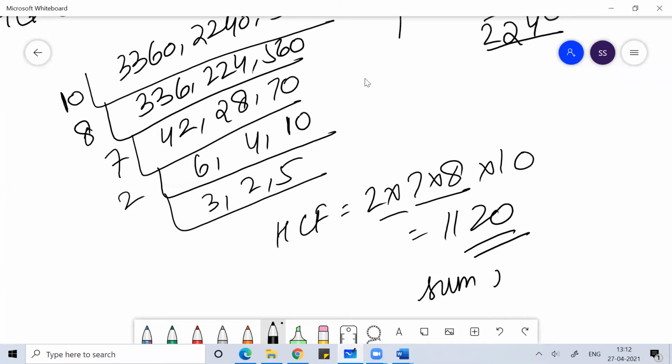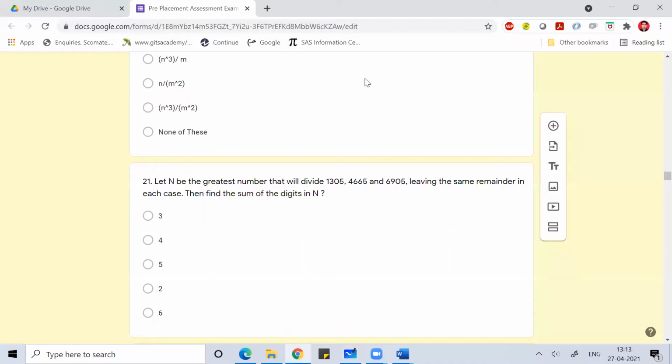So the sum of the digits of 1120. They're not asking you for the number 1120, they're asking you for the sum of digits. So the sum of digits would be 4. If they gave you the options with 1120, I could get the answer by simply dividing the options into the values and checking where I get the same remainder. That's why they will never give you the value, so 1120 is not given in the options. In this problem they ask for the sum of digits of that number, so that you can't solve the question by using the options.